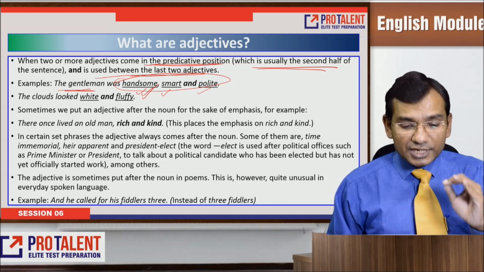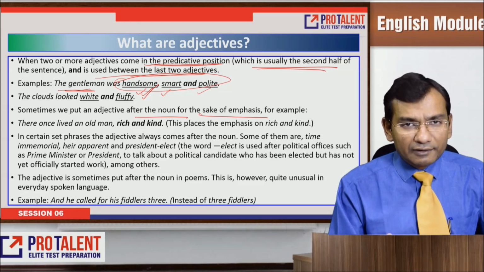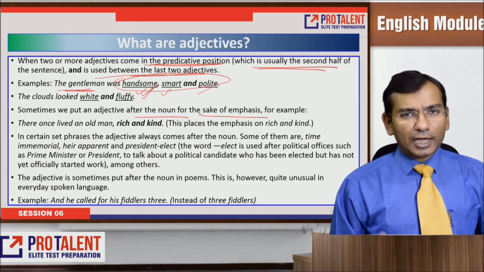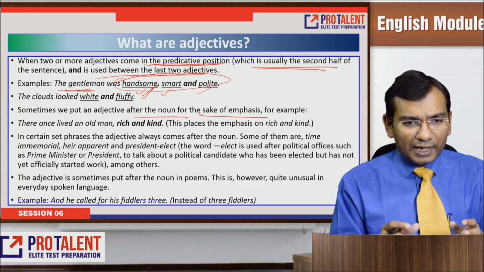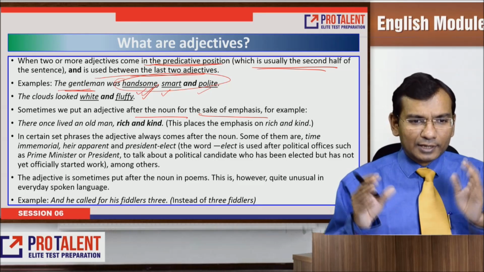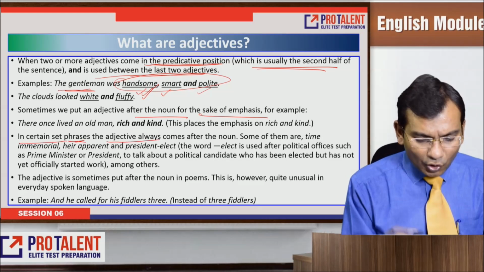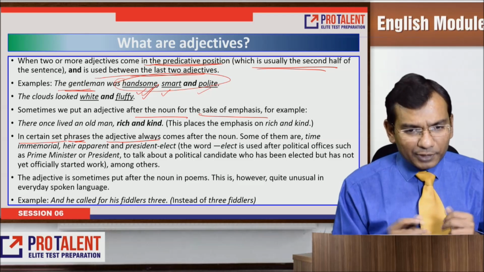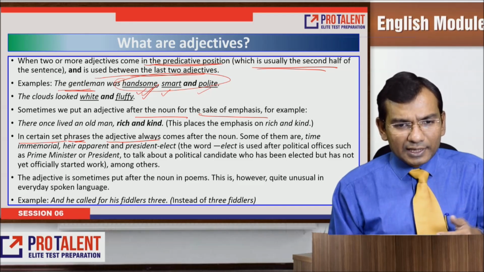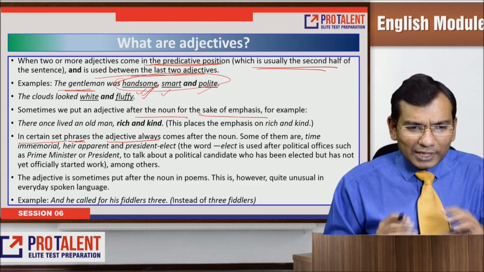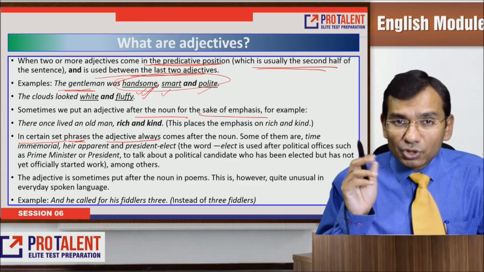Sometimes we put an adjective after the noun for the sake of emphasis. For example, there once lived an old man, rich and kind. So we try to put an emphasis by saying rich and kind. I hope this is very clear. In certain set phrases, adjective always comes after noun. For example, time immemorial, heir apparent, president elect. ये एक नॉर्मल तरीके से यूज होता ही होता है. एक तरीके से ये phrasal scenario हो गया.